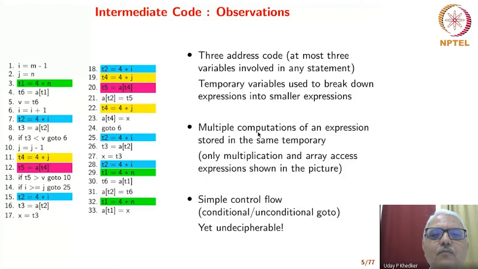This is different from what Aho Sethi-Ullmann's book says. This is a different philosophy that I'm using. It makes it easier for us to identify an expression simply by its temporary variable. Okay, so we have very simple control flow, and yet it's difficult to understand.